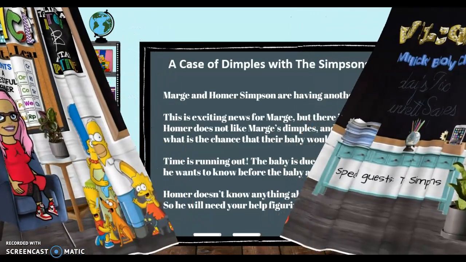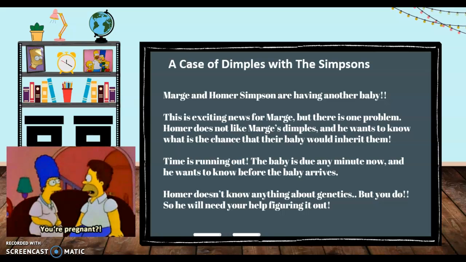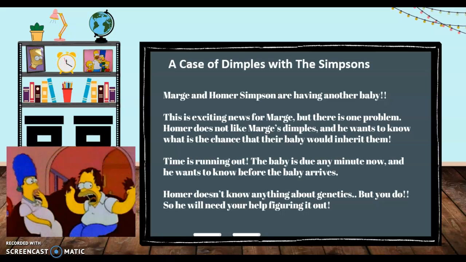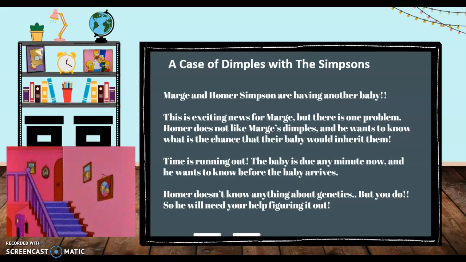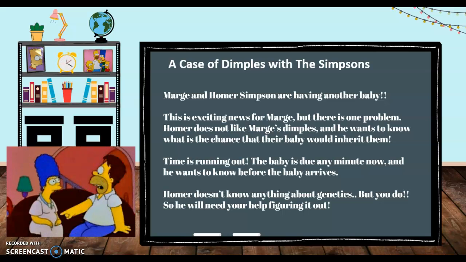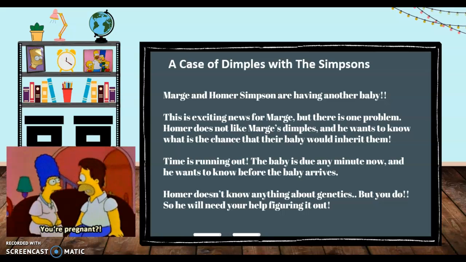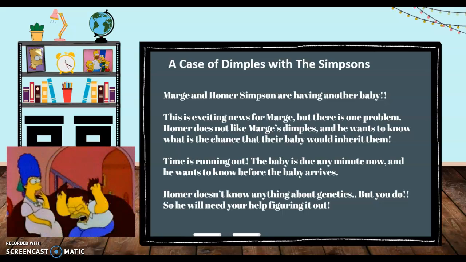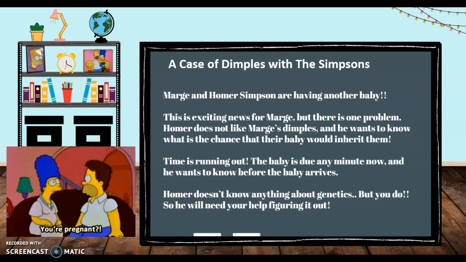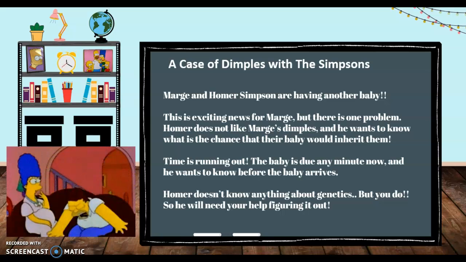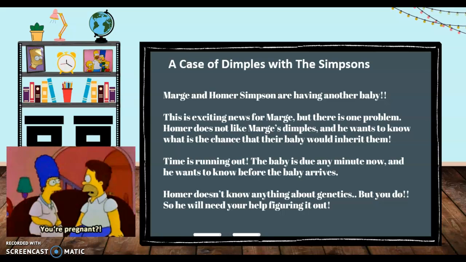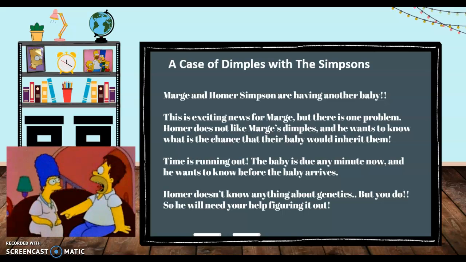So, a case of dimples with the Simpsons. Here, Marge and Homer Simpson are having another baby, and the thing is, Homer doesn't like Marge's dimples, and even though we don't see them here, she has dimples. We're just going to say that. And he wants to know, what is the chance that their baby is going to inherit those dimples?